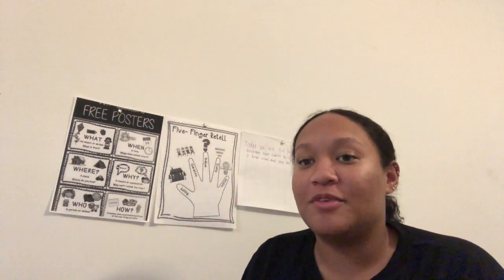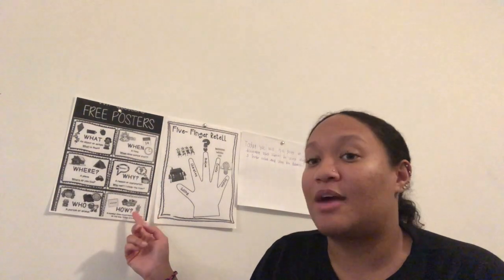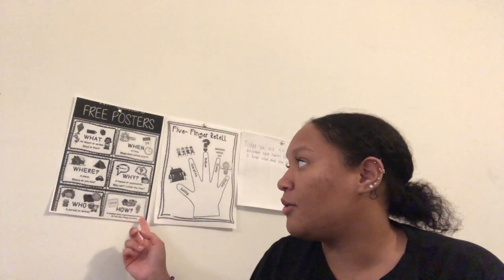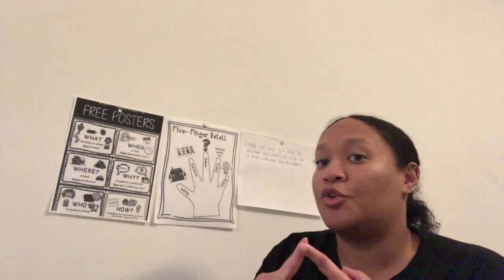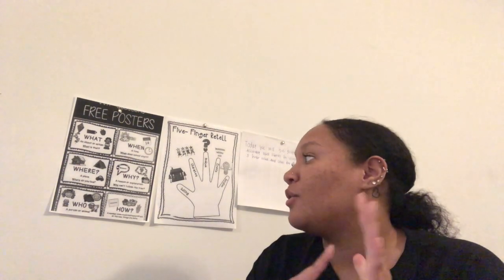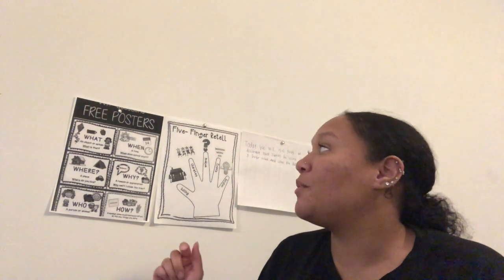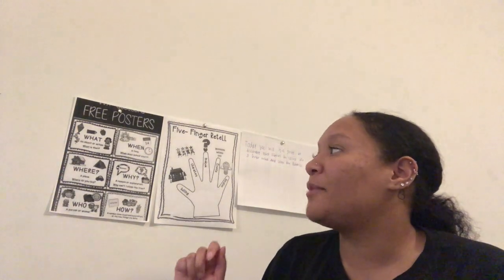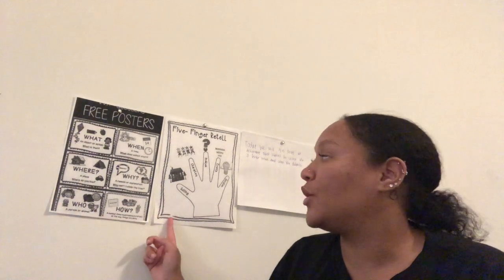So the 5-finger retell is something that we can actually connect to those 6 question words that we learned earlier. Again, going over those 6 question words, there's who, what, where, when, why, and how. Those are the 6 question words, and I want you all to take a minute to think about how those 6 question words can connect to the 5-finger retell.